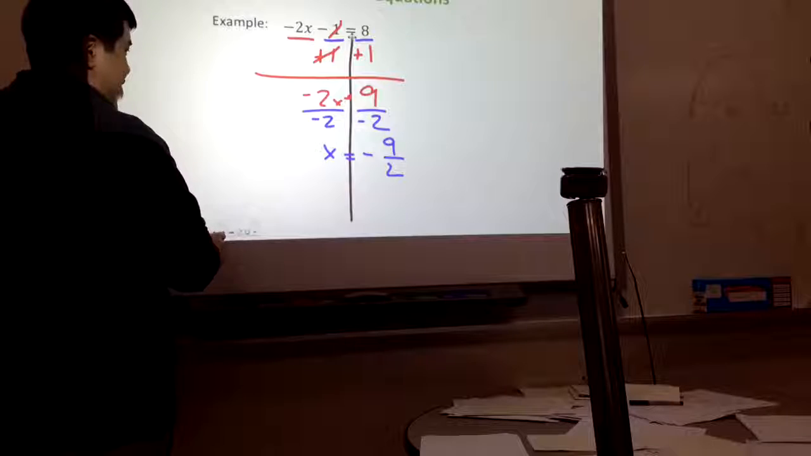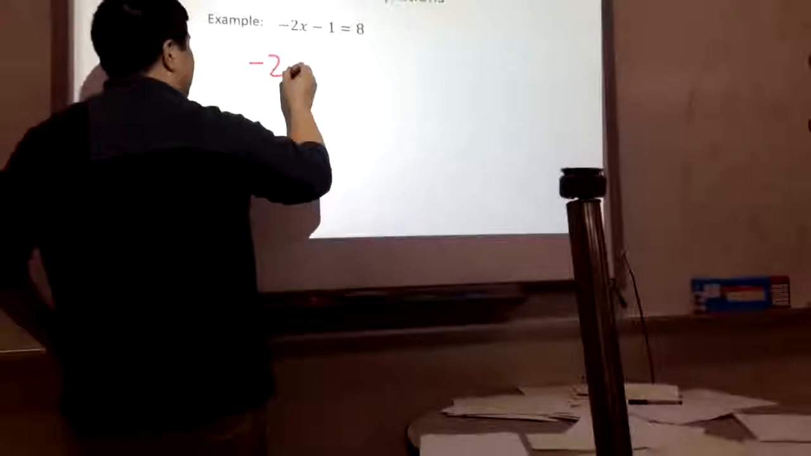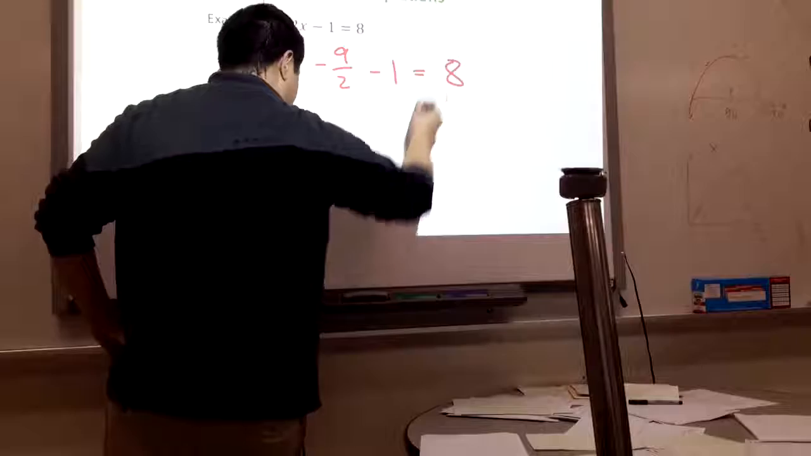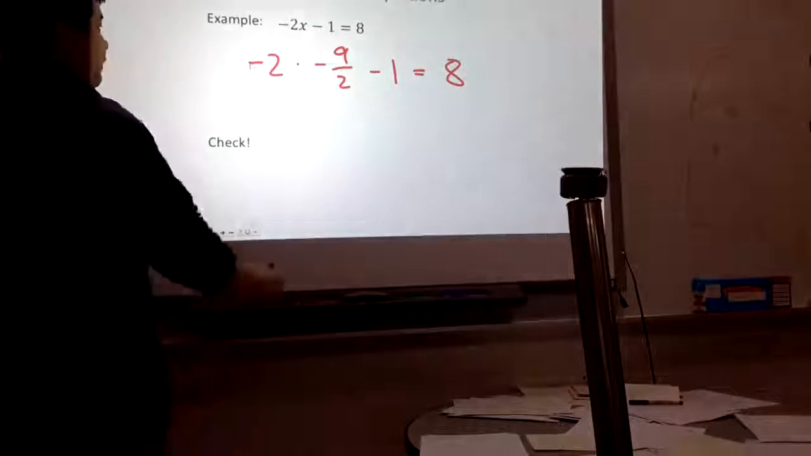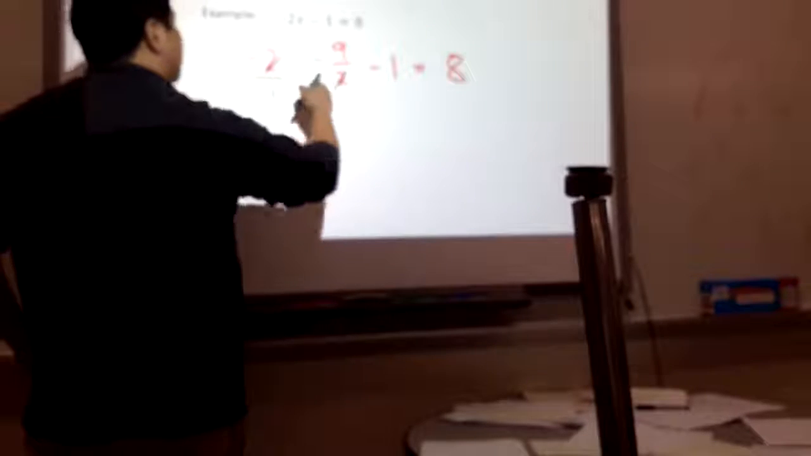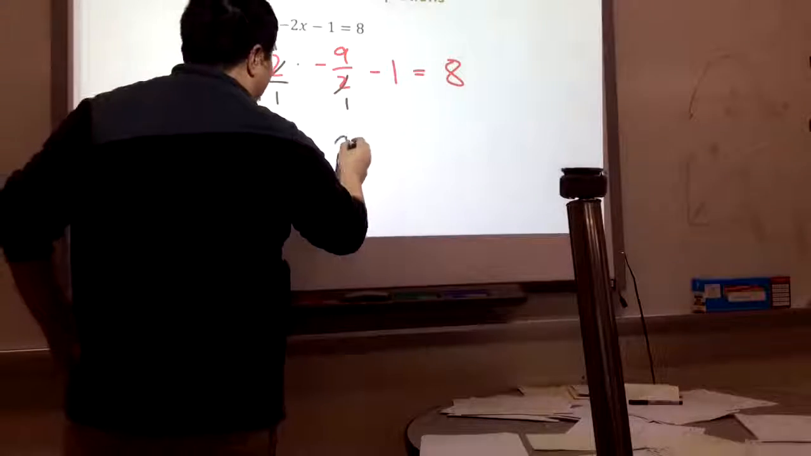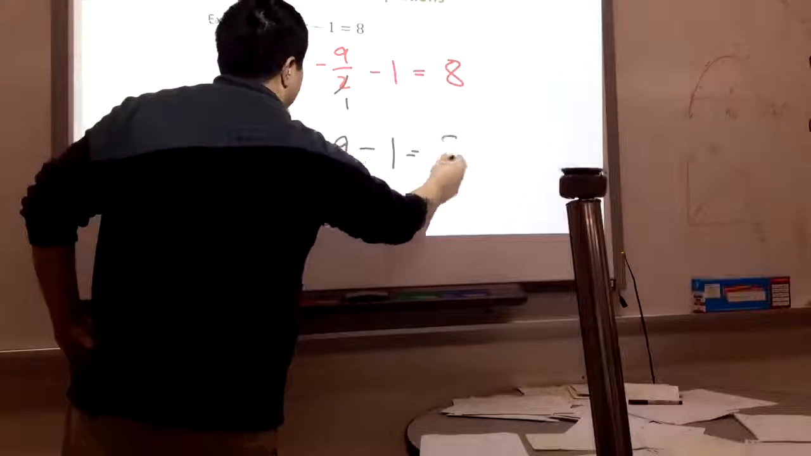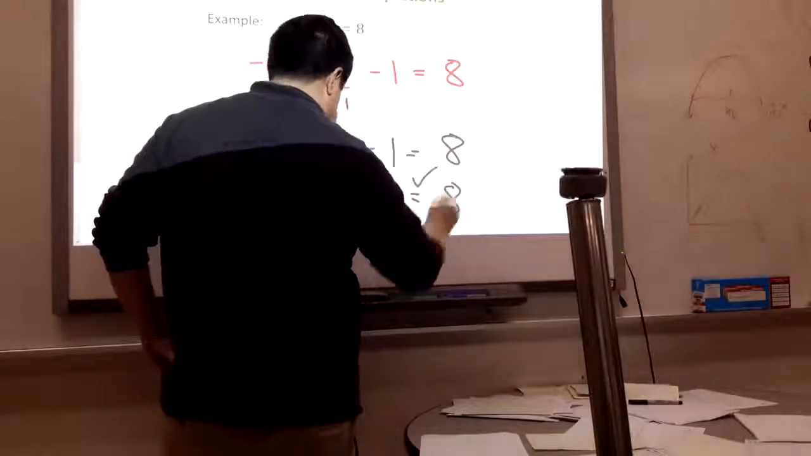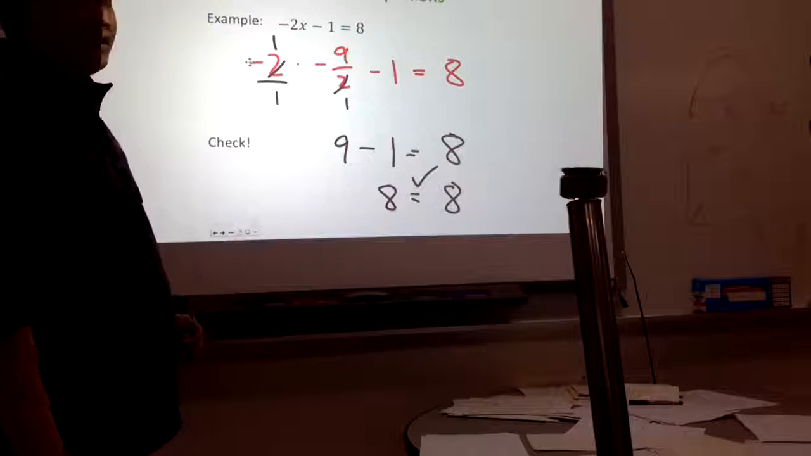So, let's do the check. X equals negative 9 halves. So I'm going to replace x with negative 9 halves. Remember, negative 2 times negative 9 halves minus 1 will hopefully be 8. I'm going to put this over 1, cross cancel. We're going to get a positive answer because this is a negative times a negative. It's going to be 9 over 1, which is simply 9, minus 1 is 8, and 8 equals 8. And we have the correct answer. X does in fact equal negative 9 halves.